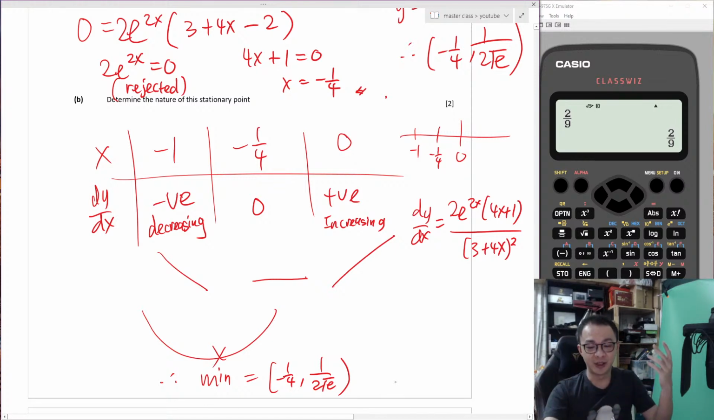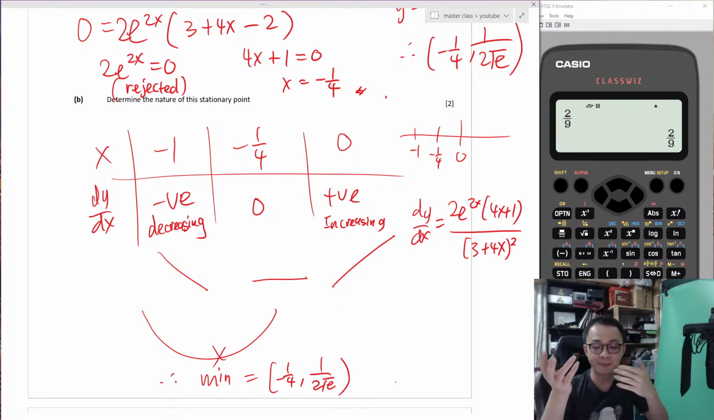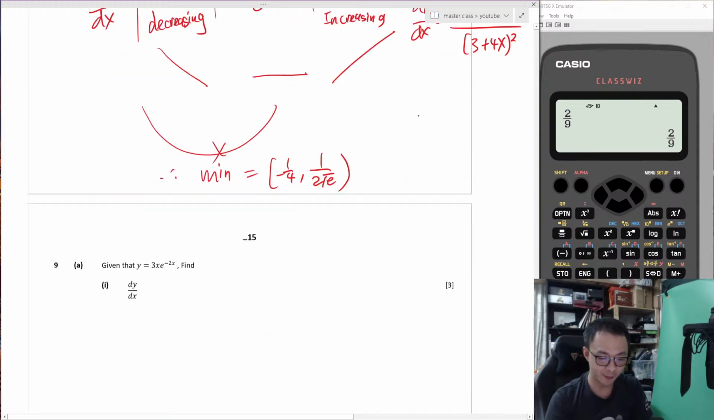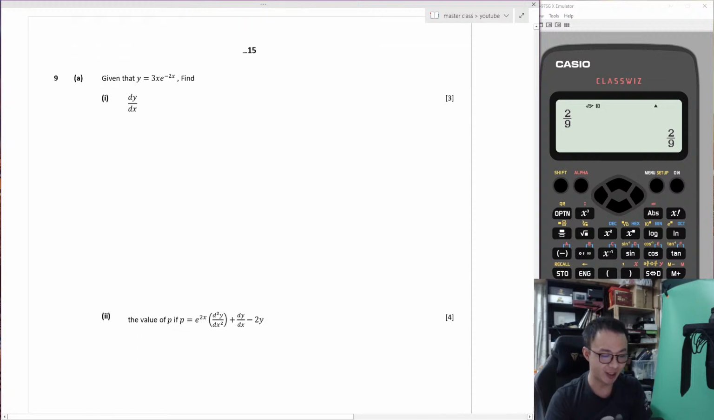Yeah, or you can use the differentiation to do that. You can do that as well. Or you just find a value, see it's a positive, then the line will look like that. Negative line will look like that, and then you should be able to see the pattern. Okay, next one, number 9.